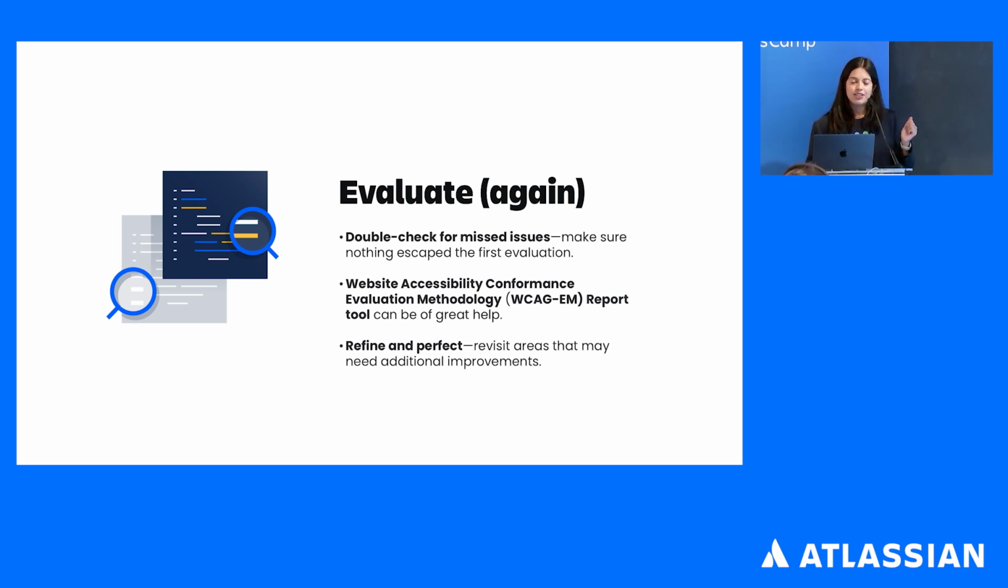For this second evaluation, what we used was the WCAG EM report tool. Not only because it's cool to use new tools, but also because at the end of this process, we had a full-fledged accessibility report to share with the world. So I would recommend it. It's very easy to set up.